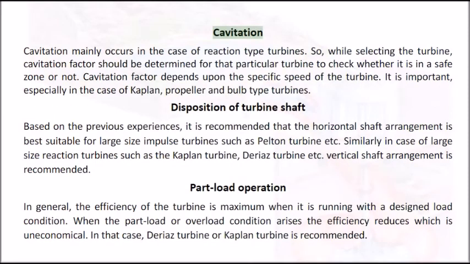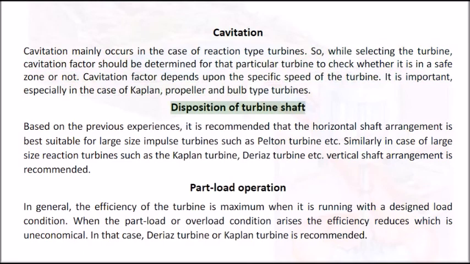Cavitation. Cavitation mainly occurs in the case of reaction-type turbines. So, while selecting the turbine, cavitation factor should be determined for that particular turbine to check whether it is in a safe zone or not. Cavitation factor depends upon the specific speed of the turbine. It is important, especially in the case of Kaplan, propeller, and bulb-type turbines.